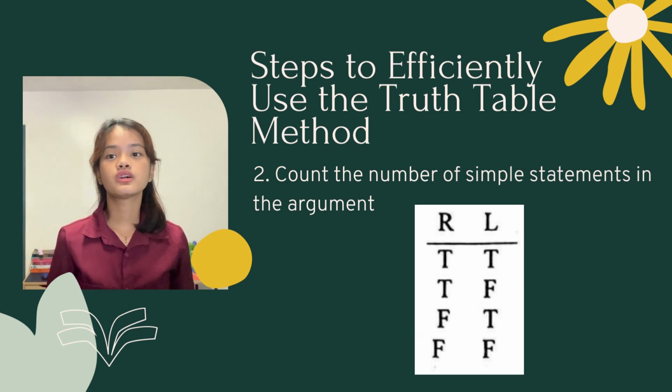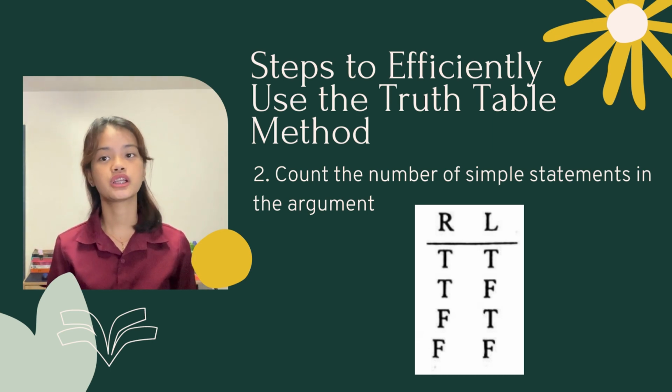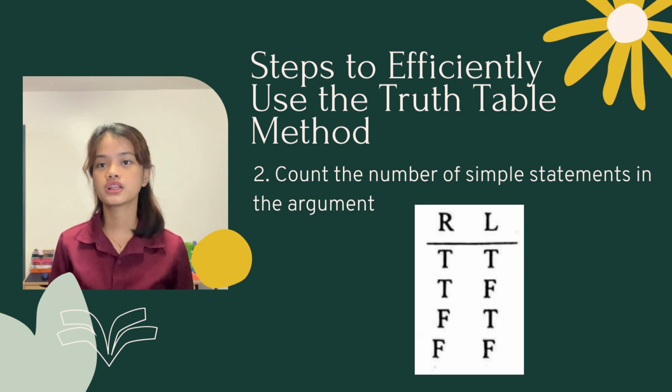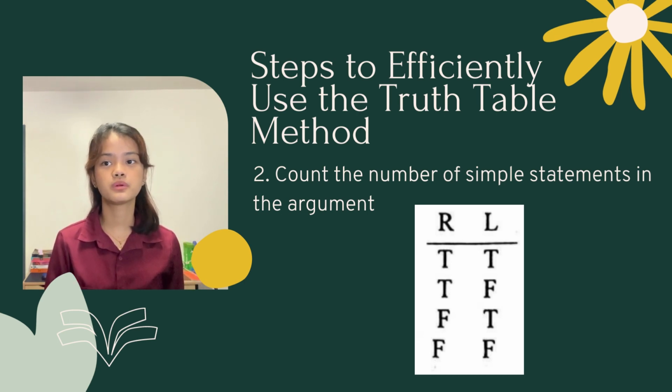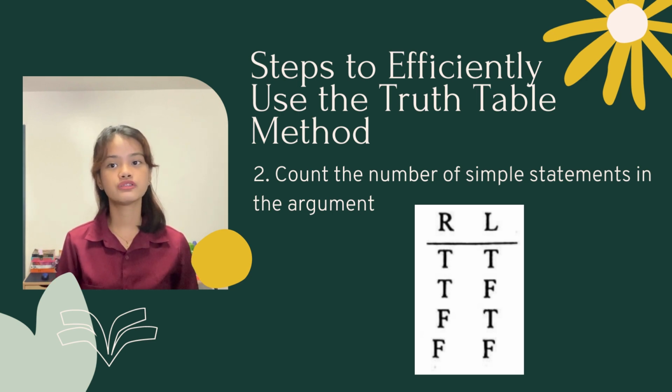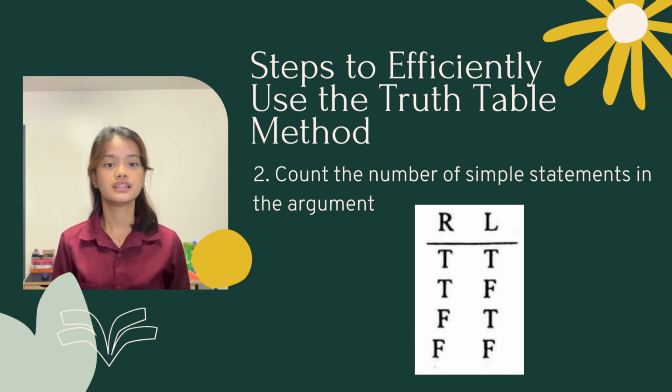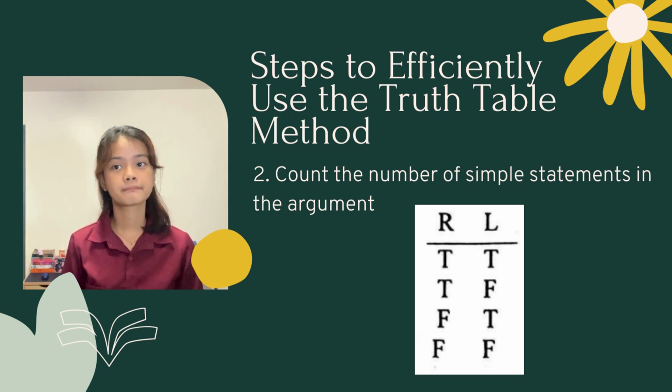The second step is to count the number of simple statements in the argument. We have 2, yung R tsaka yung L. Therefore, we need to construct a table for all the possible substitution instances of the truth values of R and L. The table is as follows.